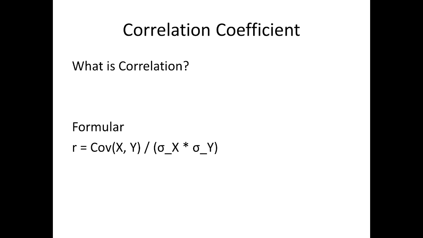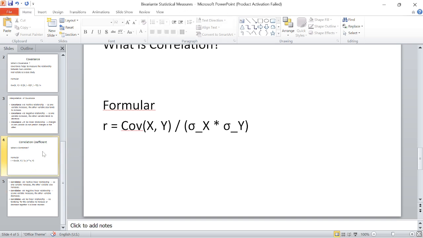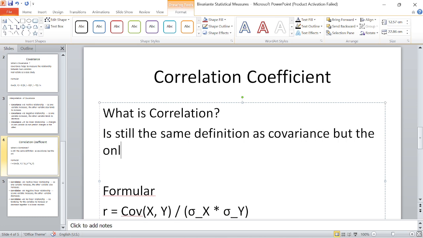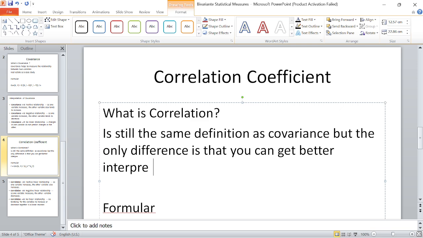It's still for the relationship between the two, but the only difference is that you can easily interpret it because the value will be very small. You understand? It's either less than one or... okay. Let me type so that you get what I'm saying better. Now, correlation is still the same definition as covariance, but the only difference is that you can get better interpretation.